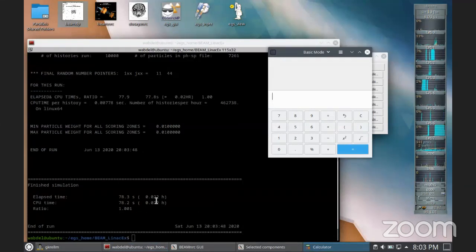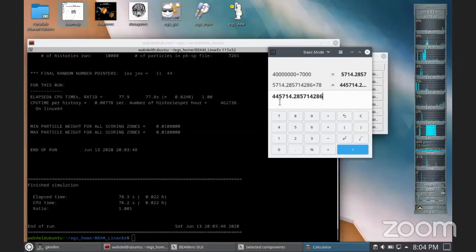So now it took actually 78 seconds to produce 7,000 particles. Now, if I want 40 million, I'm going to divide this by 7,000 and multiply this by 78. Is my calculation correct so far? This is the number of seconds, so I will need 123 hours.